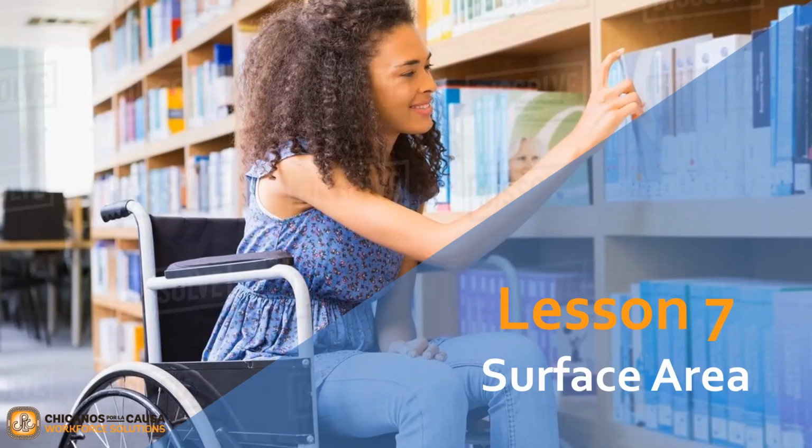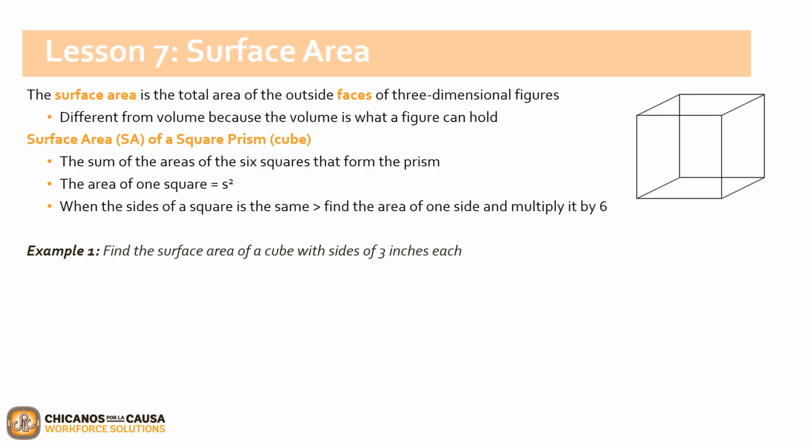Let's move on to lesson 7, surface area. The surface area is the total area of the outside faces of three-dimensional figures. This is different from volume because the volume is what a figure can hold. The surface area of a square prism or a cube equals the sum of the areas of the 6 squares that form the prism. So all 6 faces.